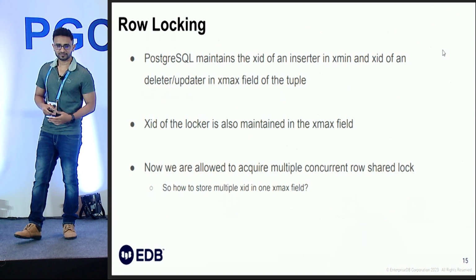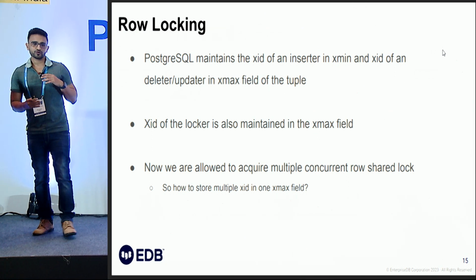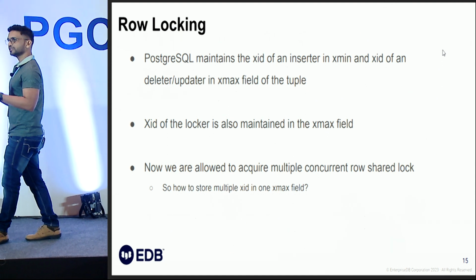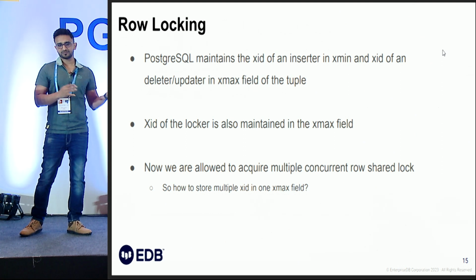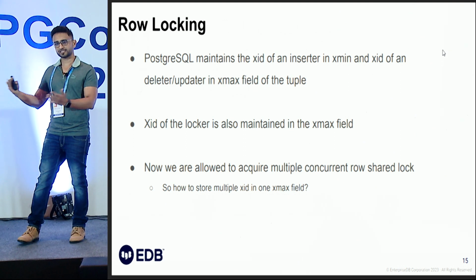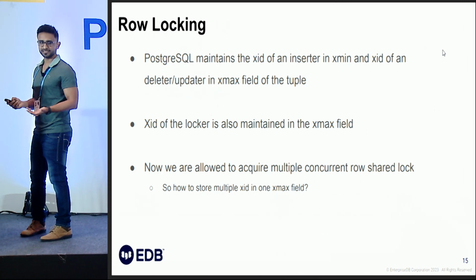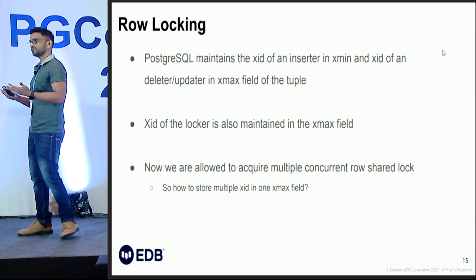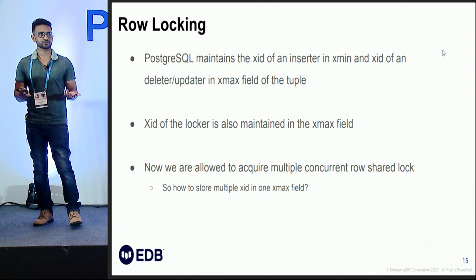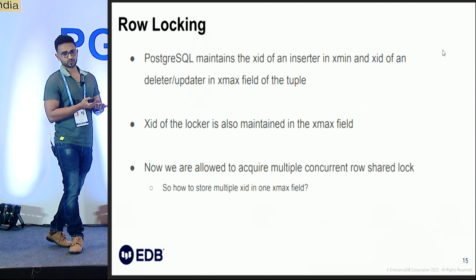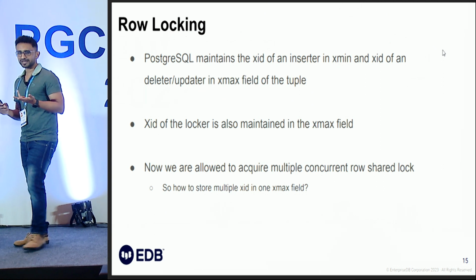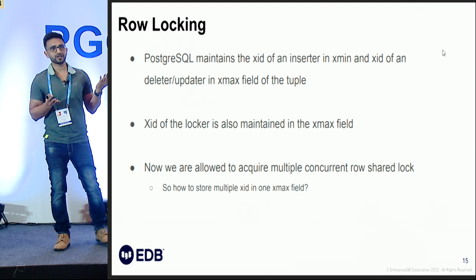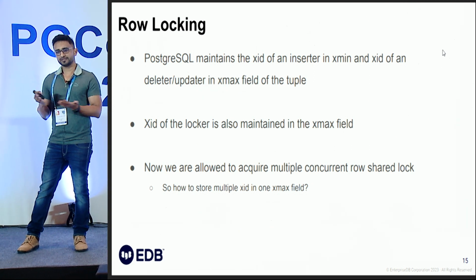Now, for understanding our problem better, let's see how row locking is implemented. We know from the previous problem what xmin and xmax are. We keep xmin as the inserter XID and xmax as the updater or deleter transaction ID in the tuple. But what about the transaction IDs of the lockers? We have the lockers now, select for share, so there could be multiple lockers on the same row. So we also maintain that in the xmax field, but a little bit differently because there is limited space. We have just 4 bytes for the xmin and the same for the xmax.